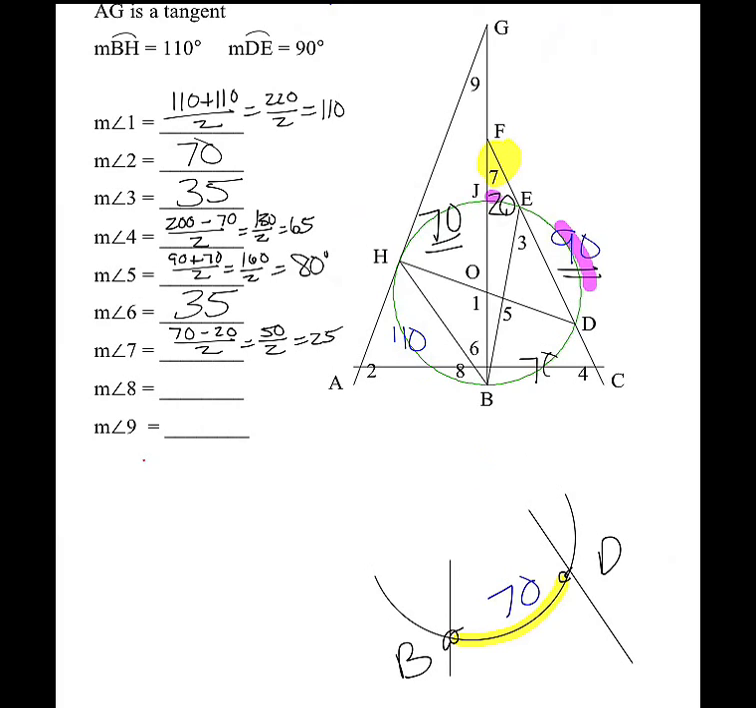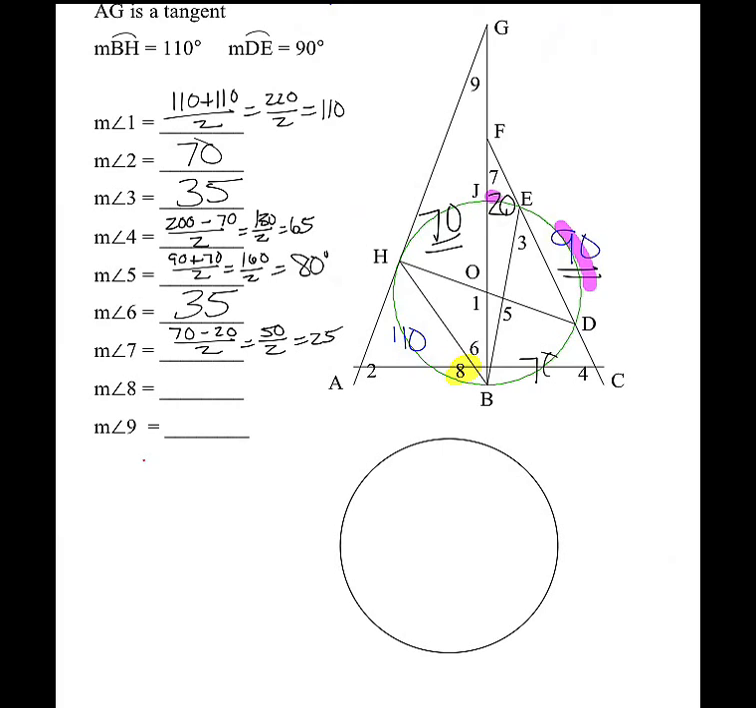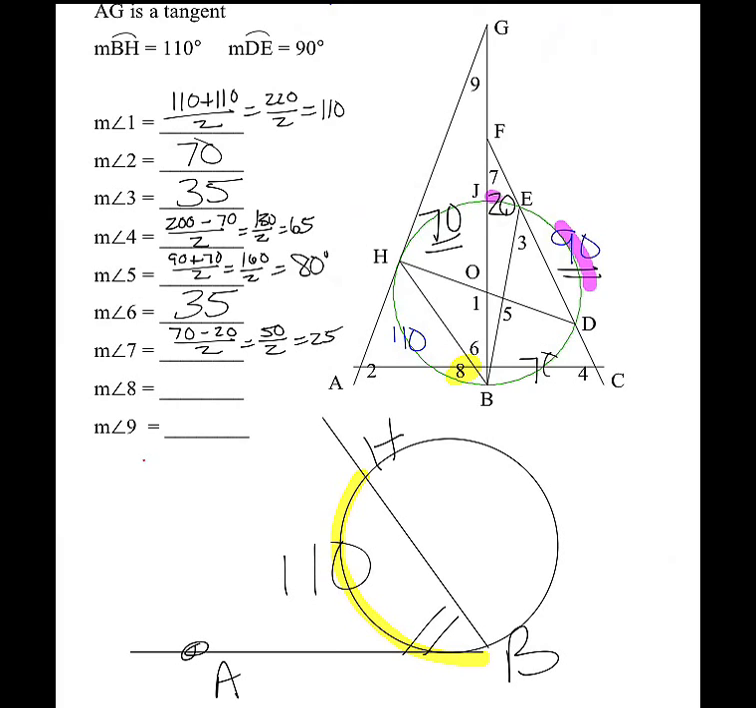Angle 8. Angle 8 is over here. It's on the circle. So let's draw the circle. It starts at point B and goes out, and then it goes from point B up through point H. So this is point H, this is point B, point A is out here somewhere. So this is on the circle. So what I need to know is what is the arc from H all the way around to B? And from H to B is 110. So since angle 8 is on the circle, that means angle 8 is going to be half of that 110, which is 55.